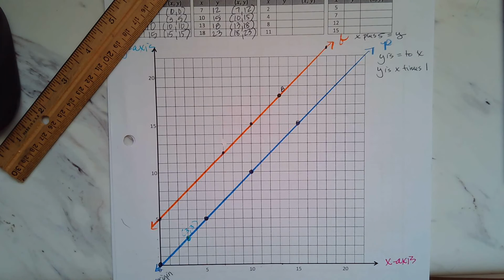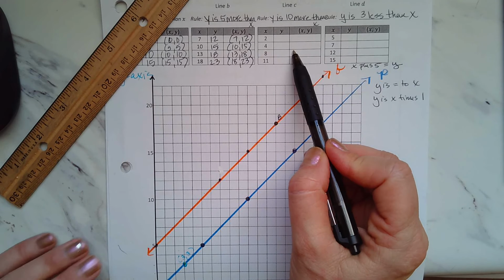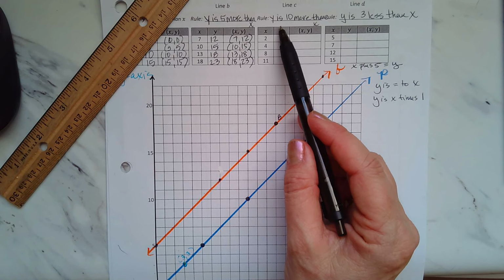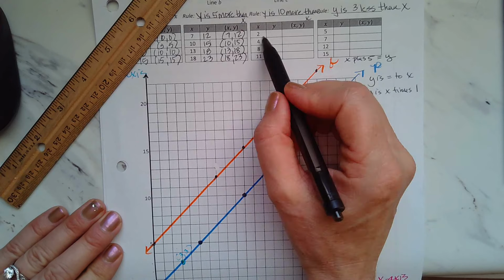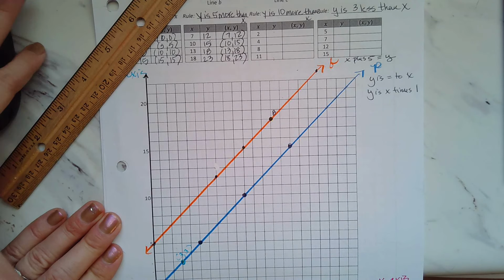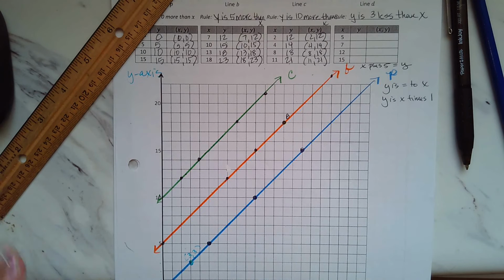Since every y coordinate is 5 more than the x coordinate, the rule for line B is y is 5 more than x. So look at our rule for line C and line D. We're going to use the rule y is 10 more than x. So go ahead and figure out what your y coordinate is and figure out what your coordinate points are and plot that. Okay, so did you get y is 10 more than x?